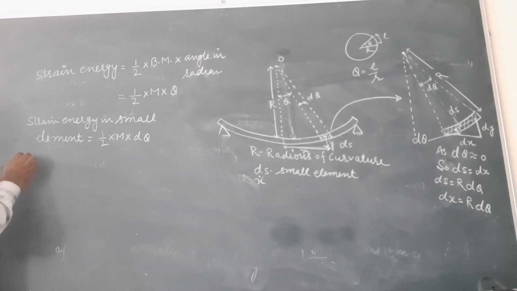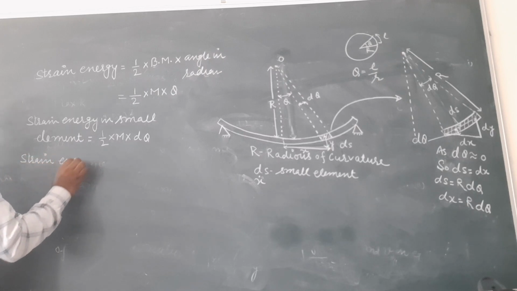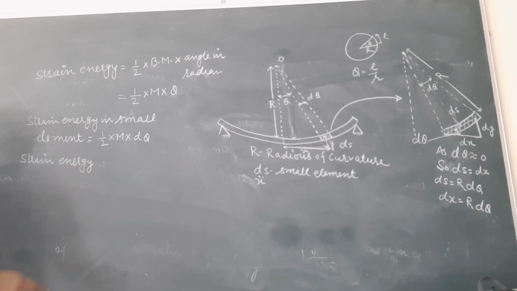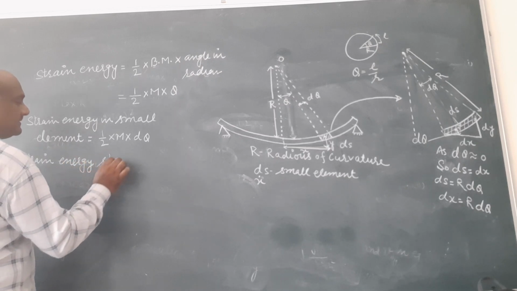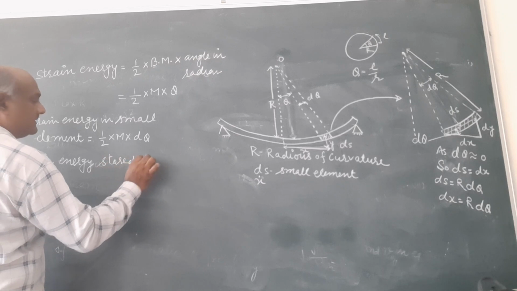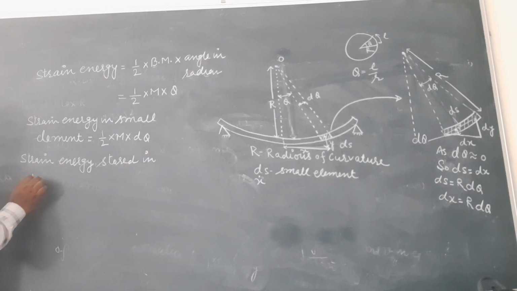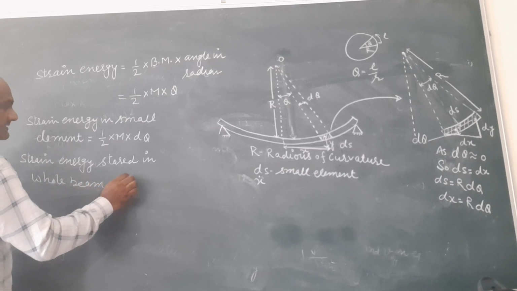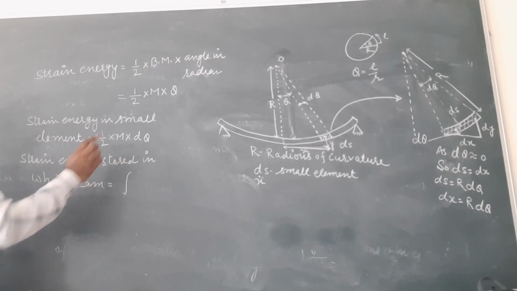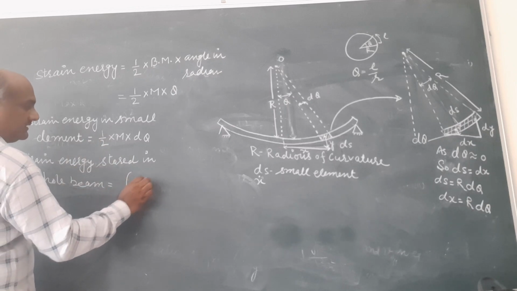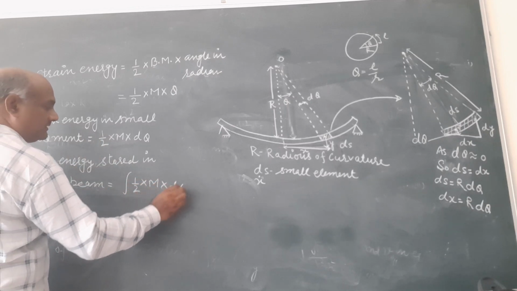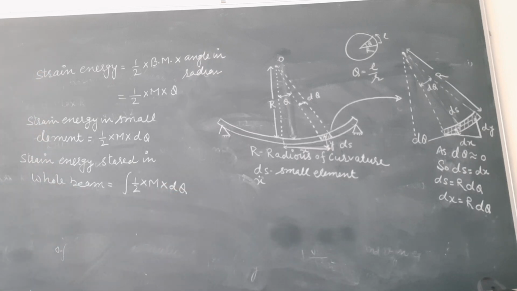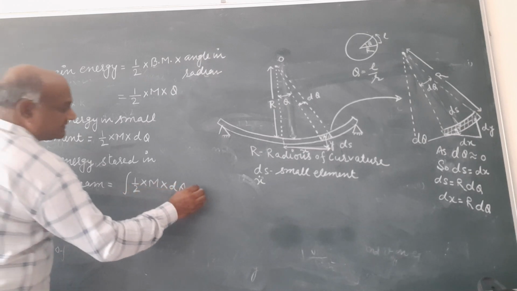And the strain energy stored in the whole beam is the integration of this equation, half into M into d theta. This is equation number 2.